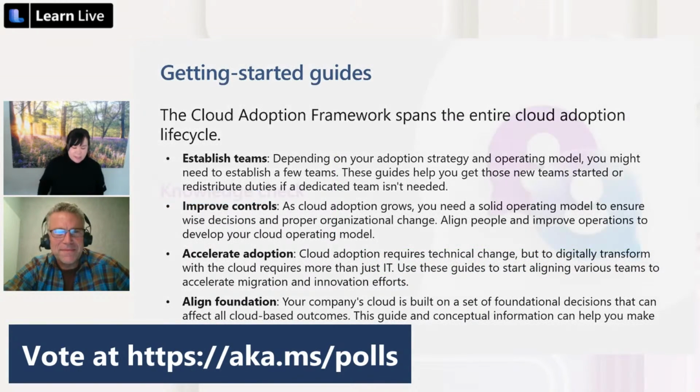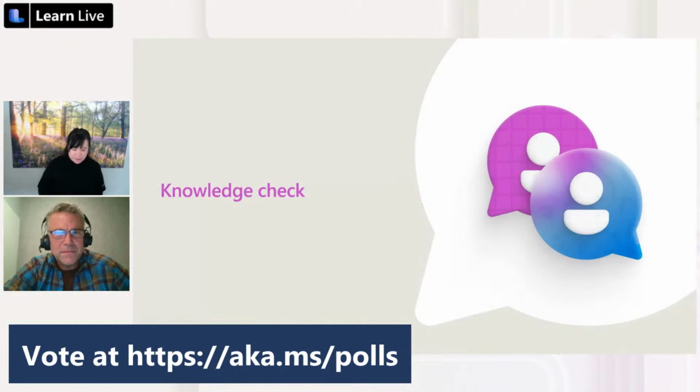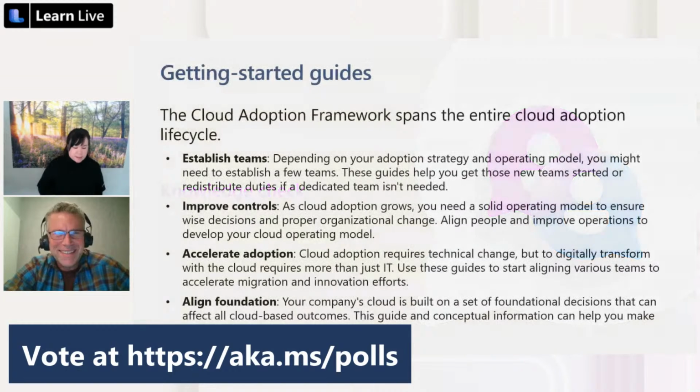The other one too, let's keep going, is which getting started guides can help you if your adoption efforts stopped or reached a plateau. Actually, I probably shouldn't have phased through that. There are getting started guides that you can connect to, and they will give you the whole life cycle: establish teams, improve controls, accelerate adoption, and align foundation. So the four different areas of the life cycle.